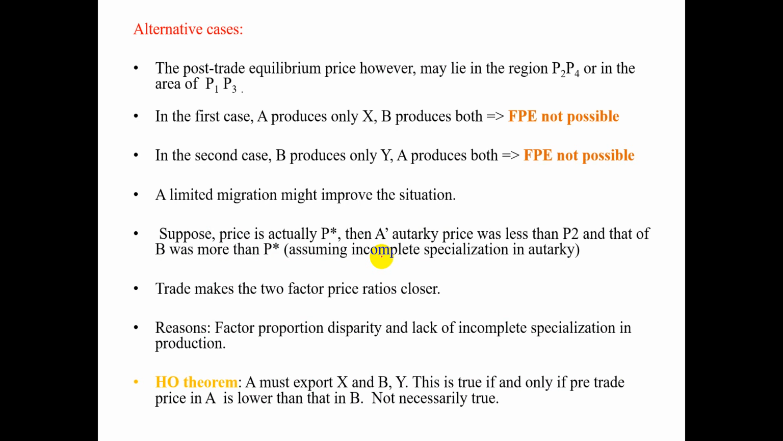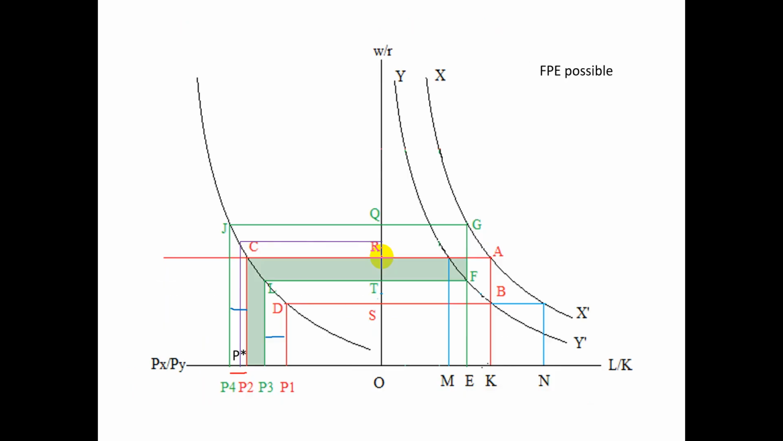Now consider the second case where the post-trade equilibrium price lies in the other range, that is in the P1, P3 range. So it is lying here, P1, P3 range. Now A's permissible range is P1, P2, whereas B's permissible range is P3, P4. So if we are talking about this P3, P1 range, then A will be producing both the commodities because its post-trade equilibrium commodity price is lying in its own permissible zone.